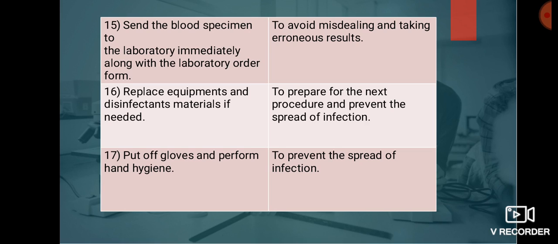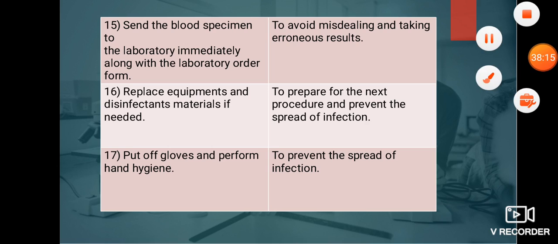Take off gloves and perform hand hygiene. Reason: to prevent the spread of infection.